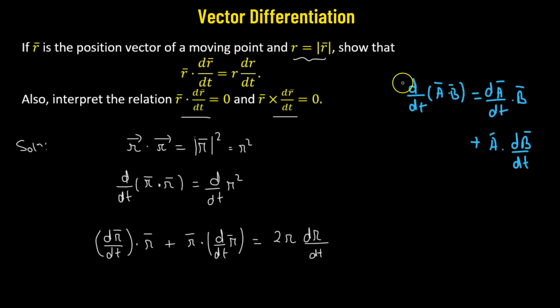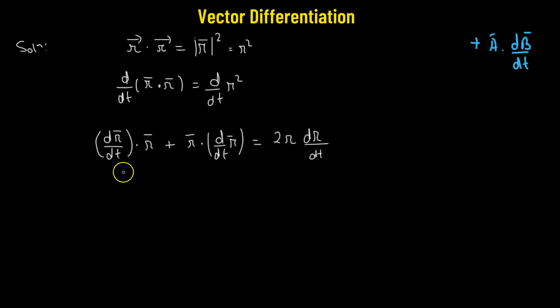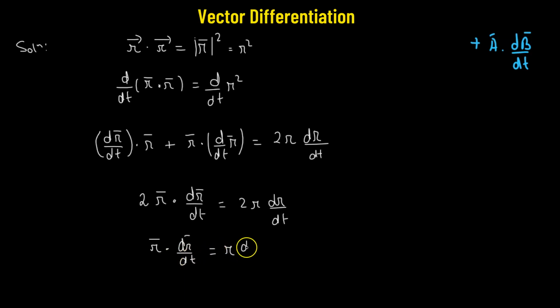Fine. Now if we look at the left hand side, it's exactly the same thing repeating twice. So that means we have 2 times r vector dotted to dr vector over dt, and this equals 2r times dr over dt. Here we can divide both sides by 2. That will give us r vector dotted with dr vector over dt equals r dr over dt. Fine. So we have proved this part.